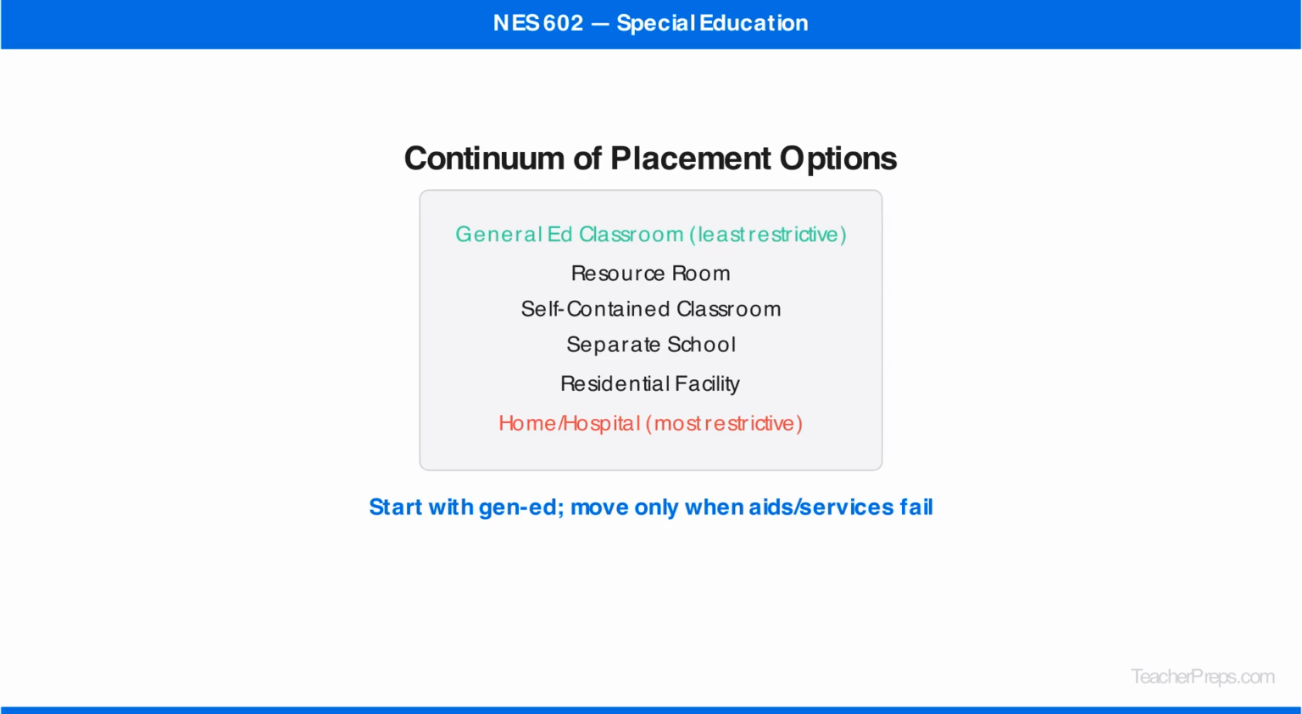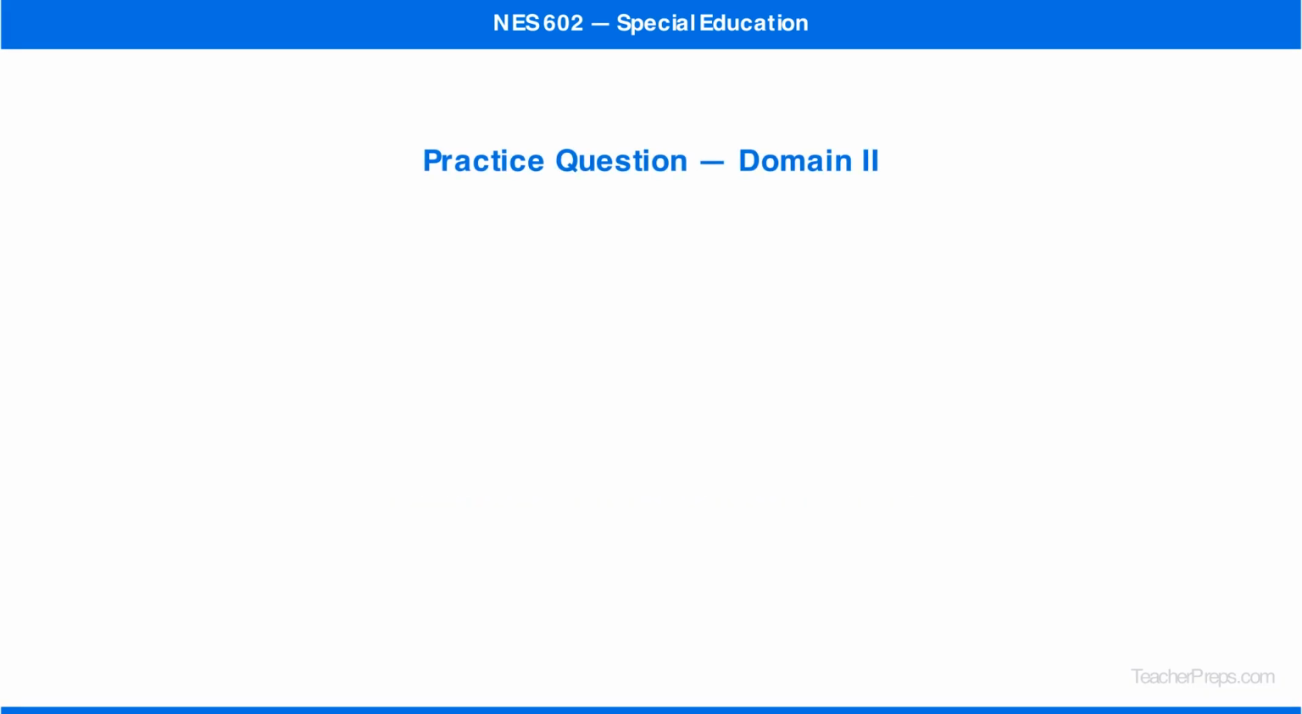The IEP team determines placement based on the individual student's needs, not the disability category. A student with an intellectual disability doesn't automatically go to a self-contained classroom. The team starts with the general education setting and only moves to more restrictive placements when supplementary aids and services cannot achieve satisfactory results. Practice question for Domain 2.